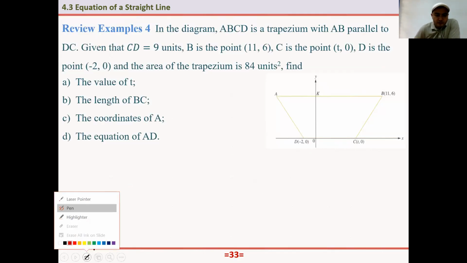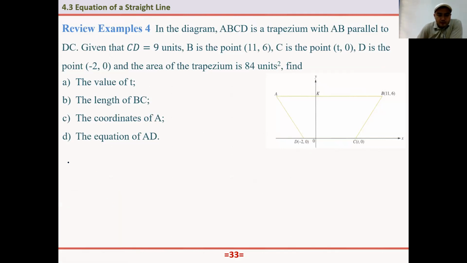Okay, good. So question A. Let me use blue. Question A: find the value of T. How do you find the value of T? You add 9 to -2 to get 7. This CD is given, and it is on the x-axis. So just the distance, that is T minus 2, should be equal to the length of CD, which is 9. So from here, T is equal to 7. Therefore, the coordinates of C are (7, 0). Done.